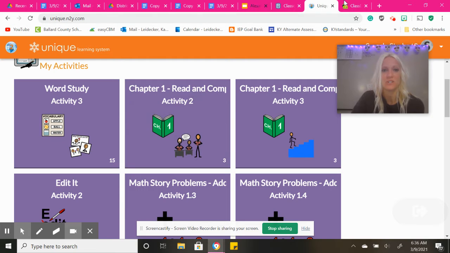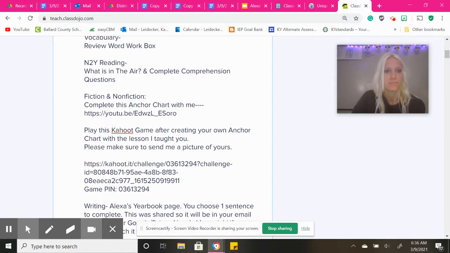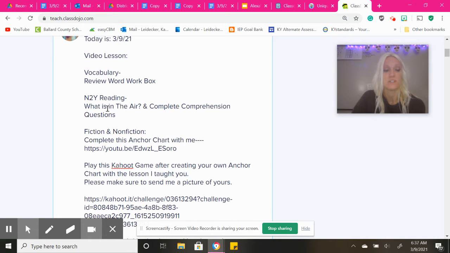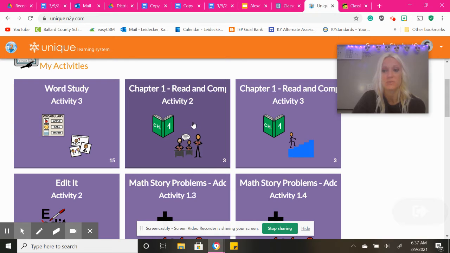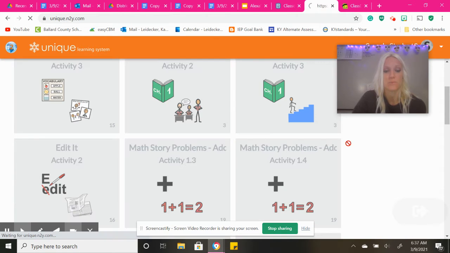You will have your reading to do, what is in the air, and you will complete those comprehension questions. So here's the reading and the comprehension. Then we have an edit box that we will complete.